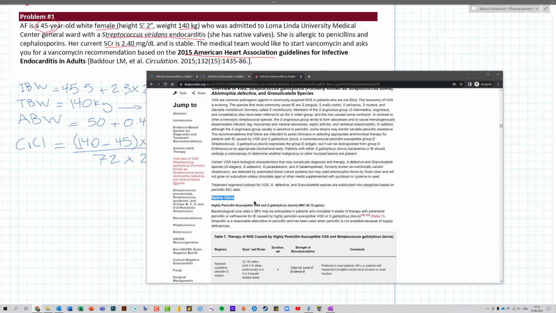Of course, that's for someone with normal renal function. So now we're gonna see what to do for this patient. And then they also tell you that vancomycin therapy is reasonable only for patients unable to tolerate penicillin or ceftriaxone, which sounds like this patient who has allergies to penicillins and cephalosporins. And vancomycin dose should be adjusted to a trough range of 10 to 15. Okay, so now let's see what we can do for this patient.